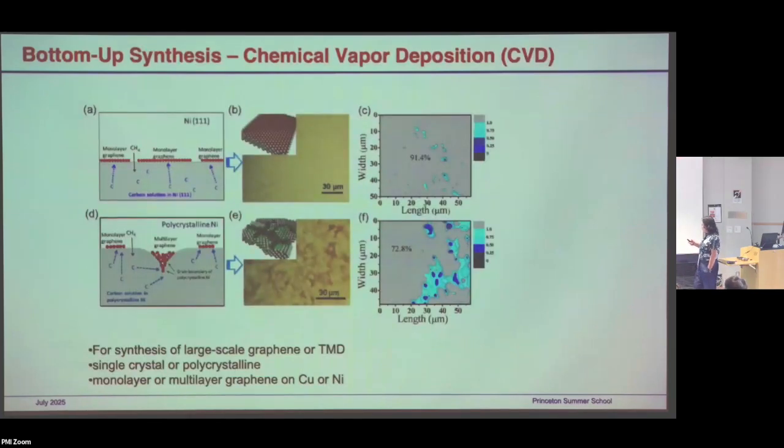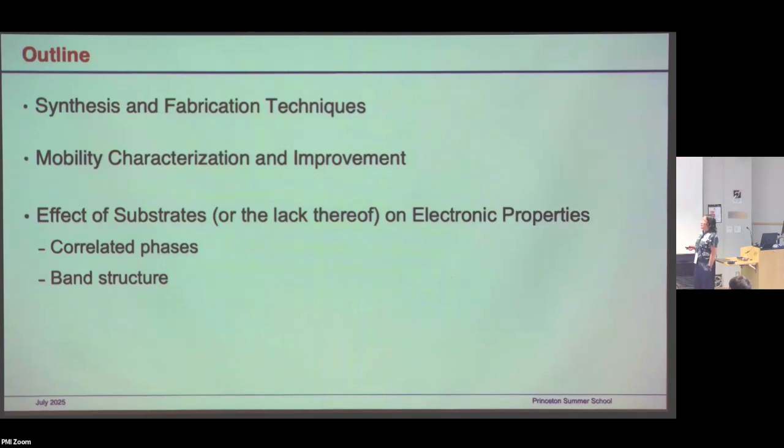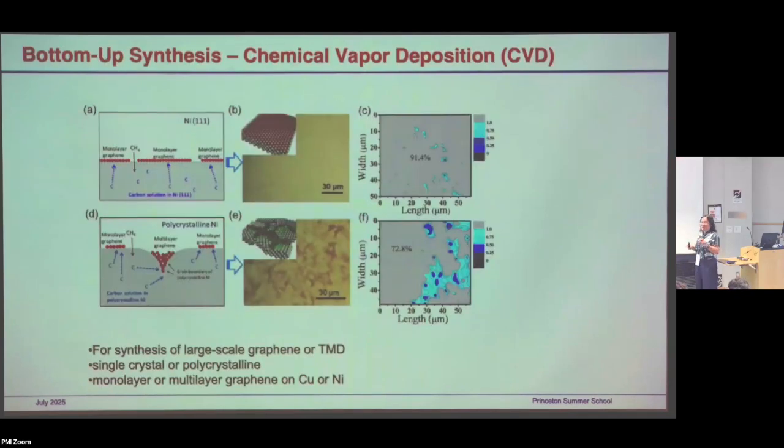Okay, so how do we make the 2D materials? Roughly, you can divide it up into two big categories. One is so-called bottom-up synthesis, one is top-down synthesis, and there's also a combination of both bottom-up and top-down. We start with bottom-up, which is chemical vapor deposition, so-called CVD.